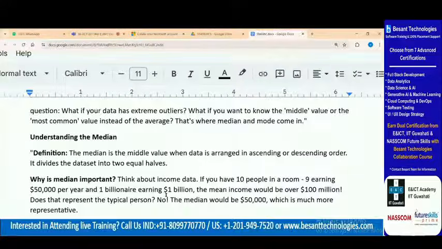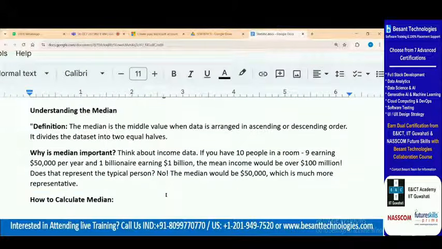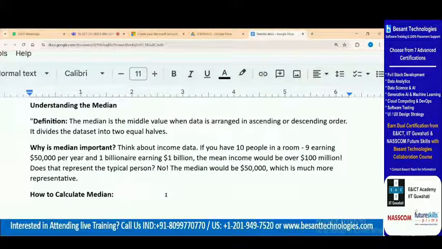So now let's get into mode and median. Okay, so let's understand what median is. This median is a kind of middle value that you are going to have. For example, let's take this data set, which is 1, 2, 3, 4, 5.